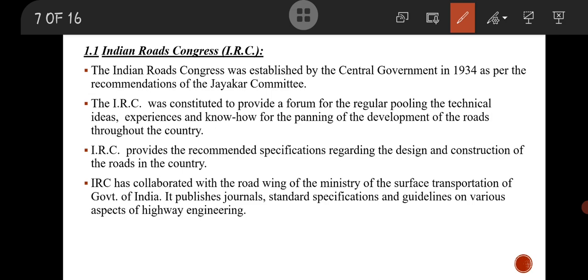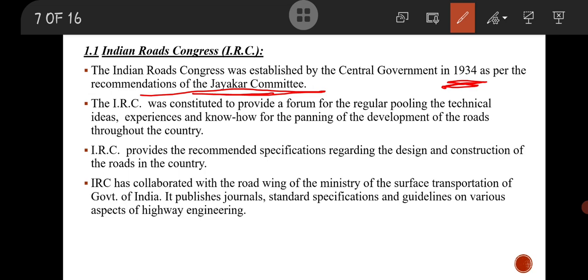This committee was formed on the recommendation of the Jaykar committee, a committee named after Jaykar, who was the chief engineer at that time in 1934. He suggested a committee, and by his name the Jaykar committee was formed, and he suggested a few designs and specifications for the road. Then from that committee, IRC was formed in 1934. Okay.